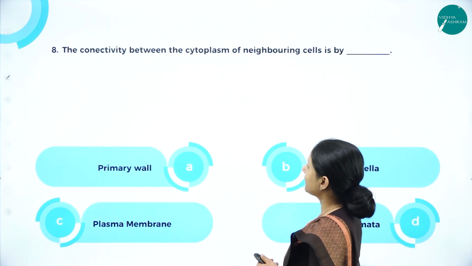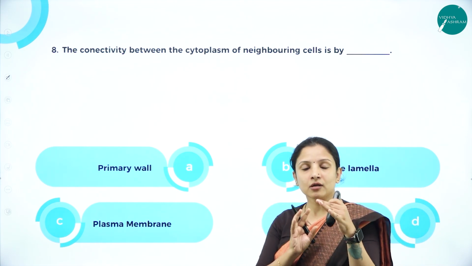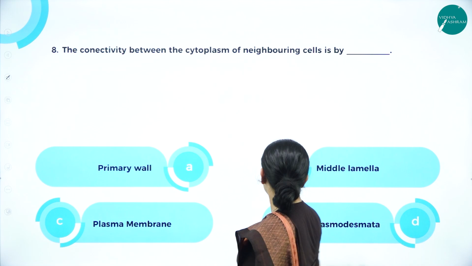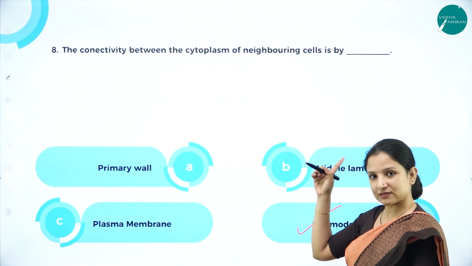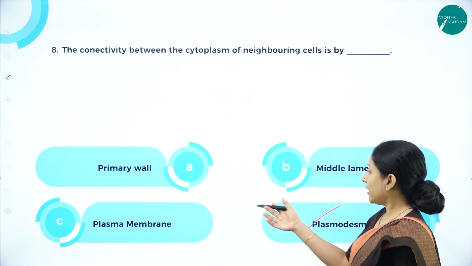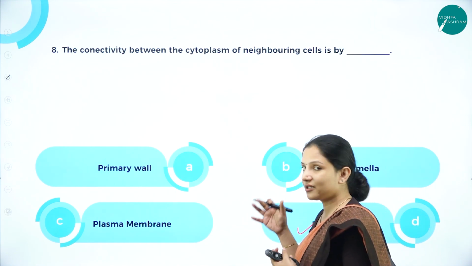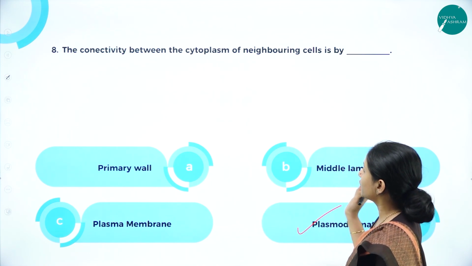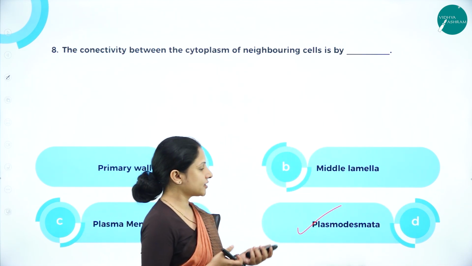Next question. The connectivity between the cytoplasm of neighboring cells. We had learnt in the session, right, that two to three neighboring cells are interconnected to one another through channels which are called plasmodesmata. The primary wall is present in the younger plants. Middle lamella is a layer in the cell wall. Plasma membrane is the innermost layer. And plasmodesmata are the channel-like connections that arise from the middle lamella, that is from the cell wall, which connect one cell with the neighboring one. So the connectivity between the cytoplasm of neighboring cells is by plasmodesmata. Option D is the right answer here.